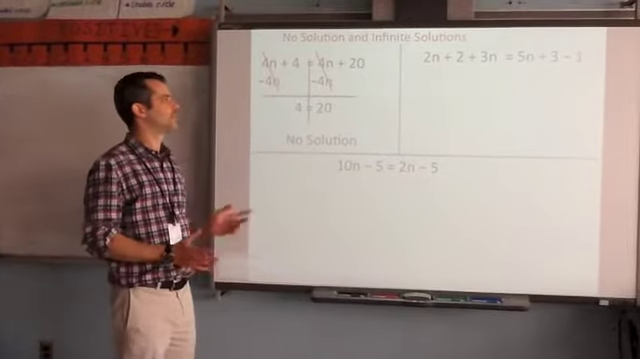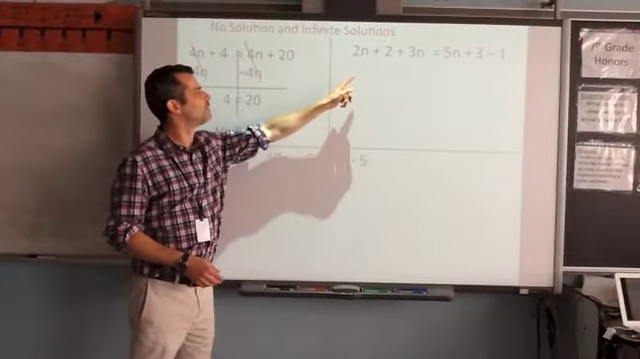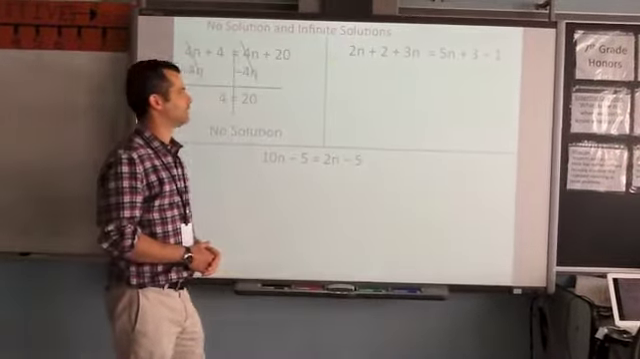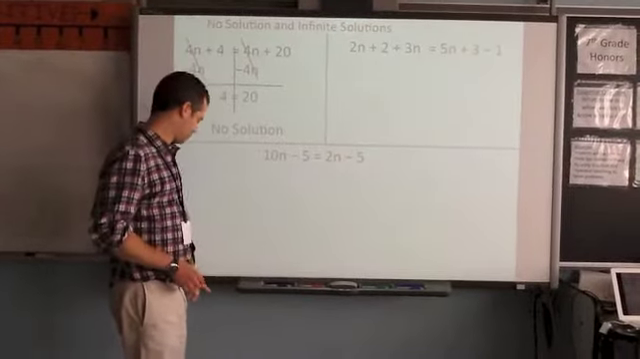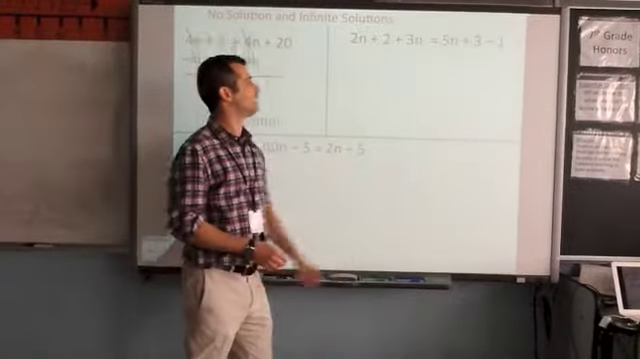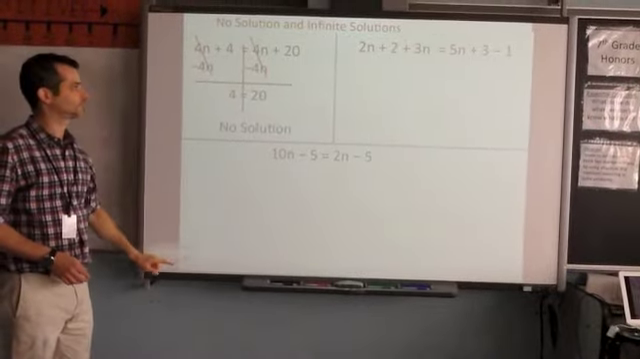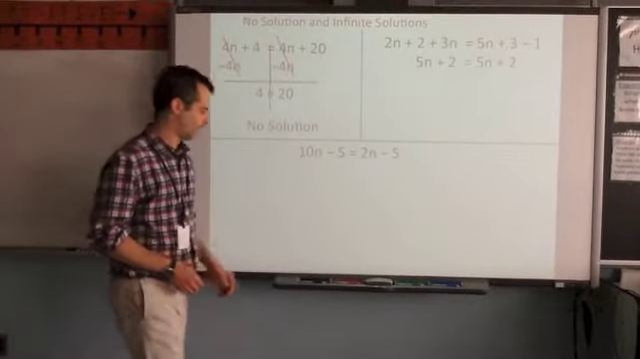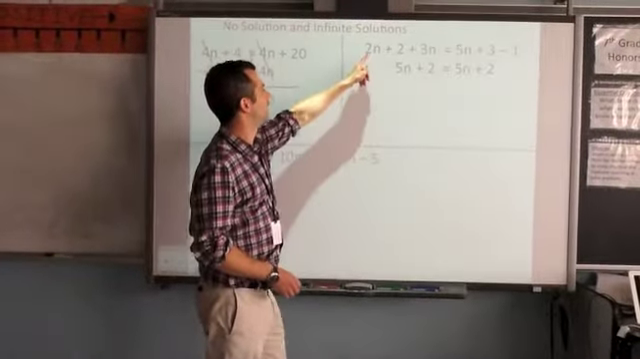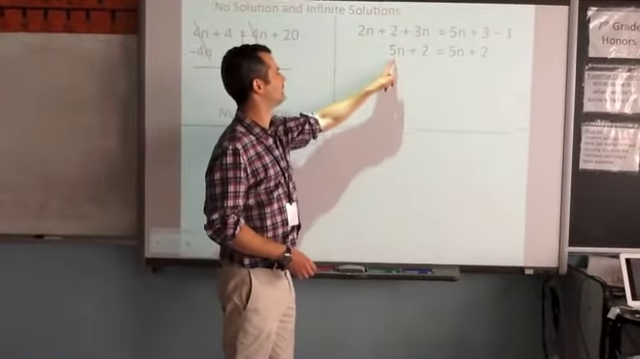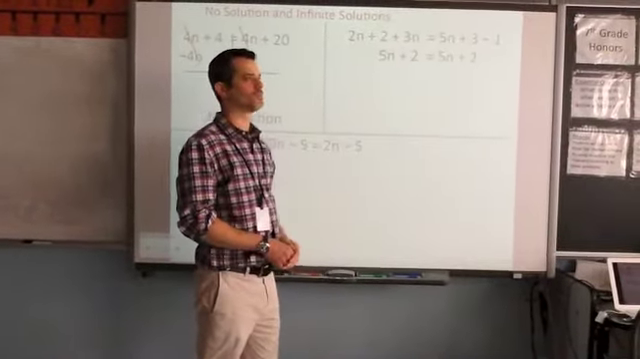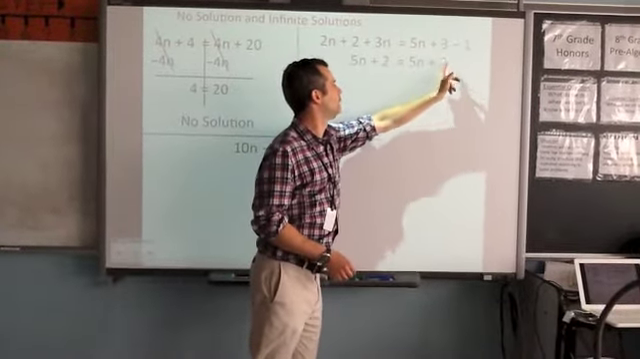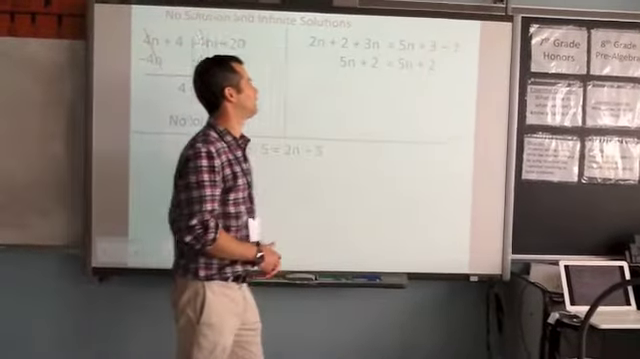Let's look now at example 2. We have 2n plus 2 plus 3n equals 5n plus 3 minus 1. Our first step is we're going to simplify on each side by combining our like terms. So on the left-hand side, we combined our 2n and the 3n to give us 5n. Our 2 stayed alone. On the right-hand side, we combined 3 and negative 1 to give us 2. So we ended up with 5n plus 2.